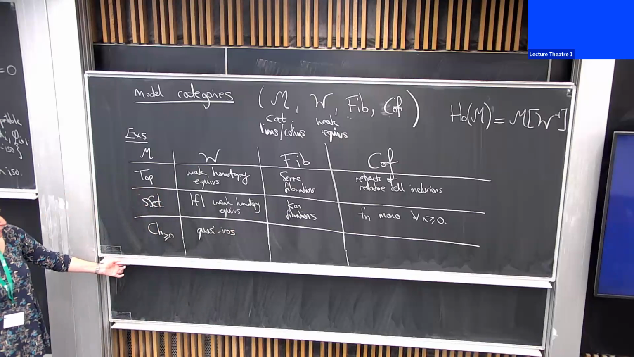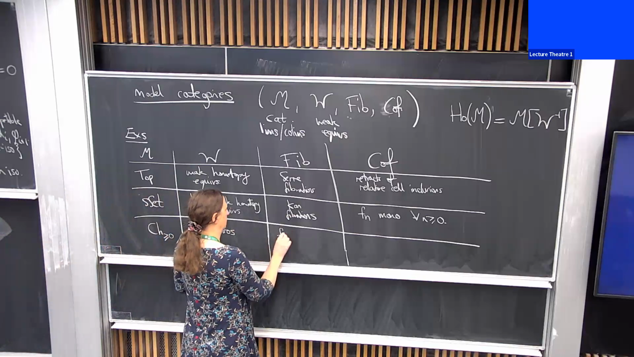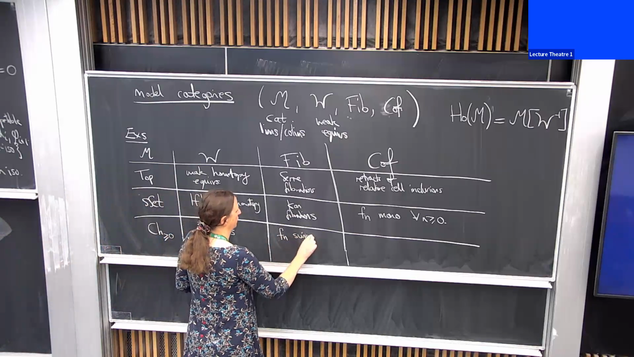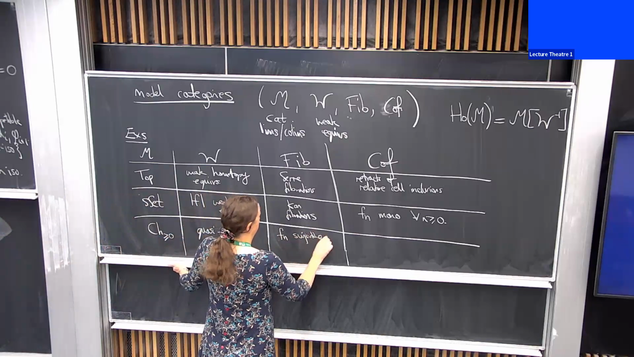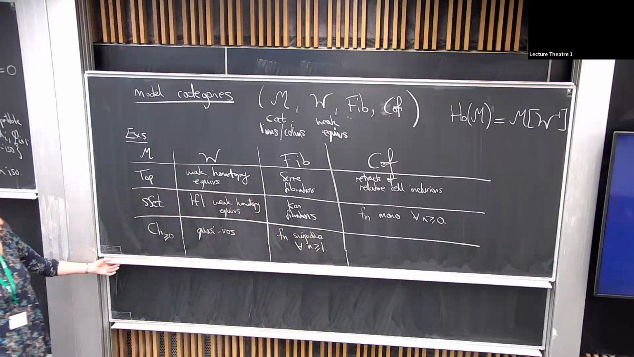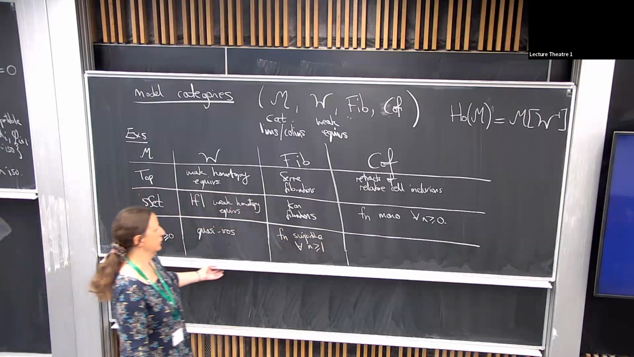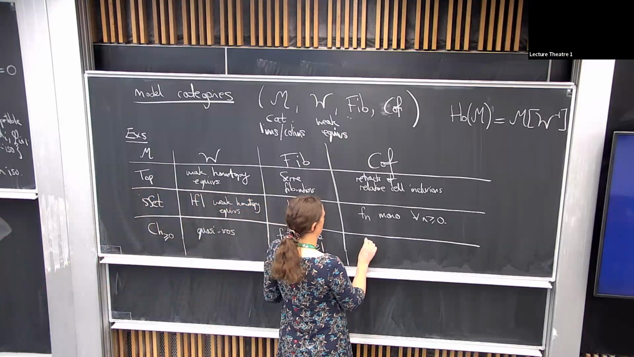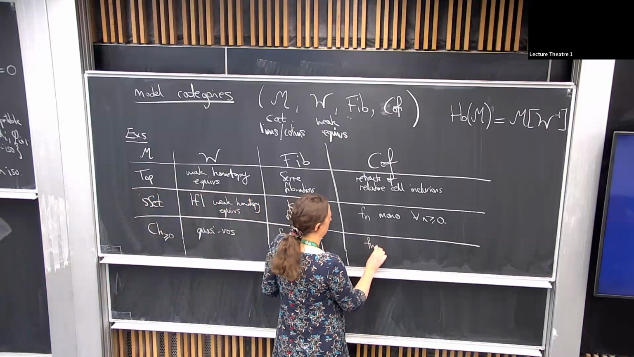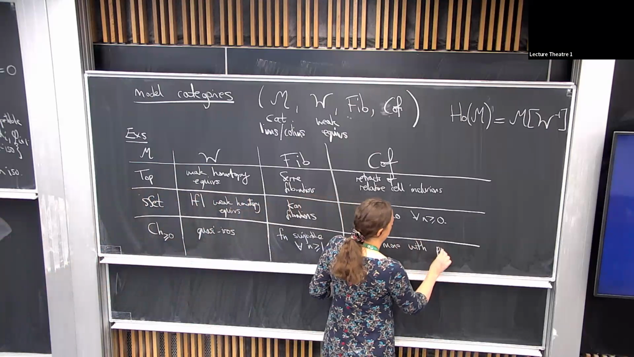And fibrations would be surjections now. If I do that one, there's a small tweak that you do for n bigger than or equal to 1. And what are cofibrations? These are F_n mono with projective cokernel.